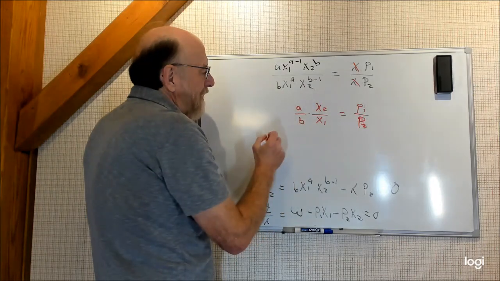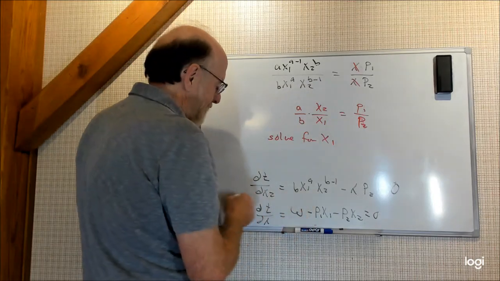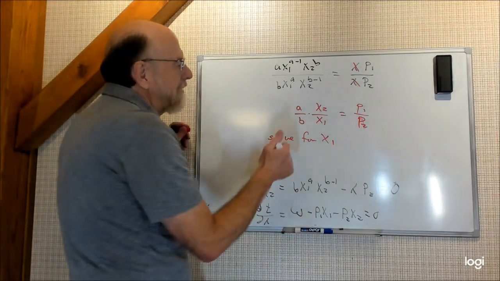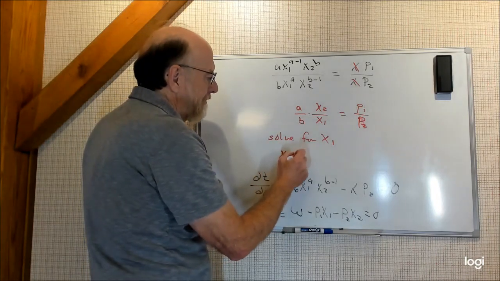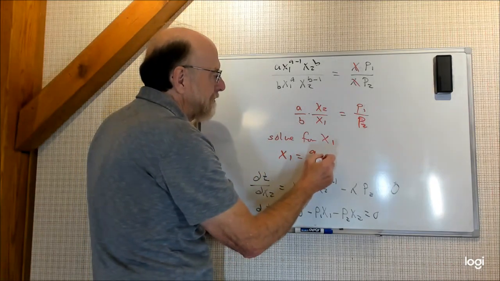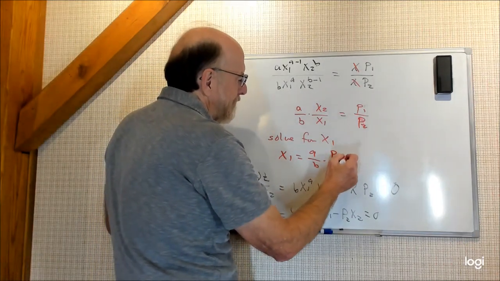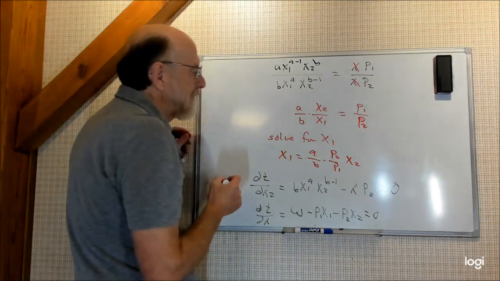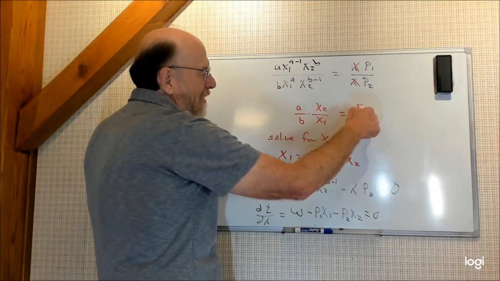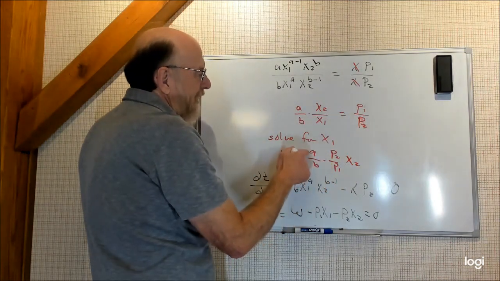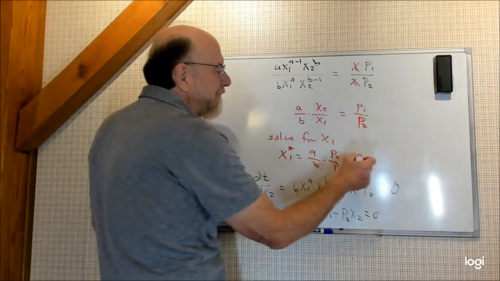Then we solve for x1, which will give us, right, so we multiply the x2 across and divide this term back across, and we get a over b times p2 over p1 times x2, and that'll be x1.